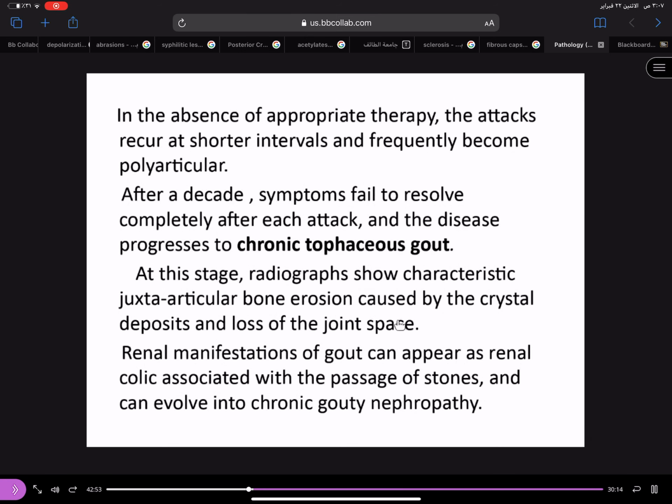And if not treated over the years, it can change to chronic tophaceous gout. So crystals can deposit under the skin. Then radiographs can also show that, and ultimately renal stones can be formed, which is called chronic gouty nephropathy. Is it okay? That is the overview of the disease. Any questions, anything you want to ask?